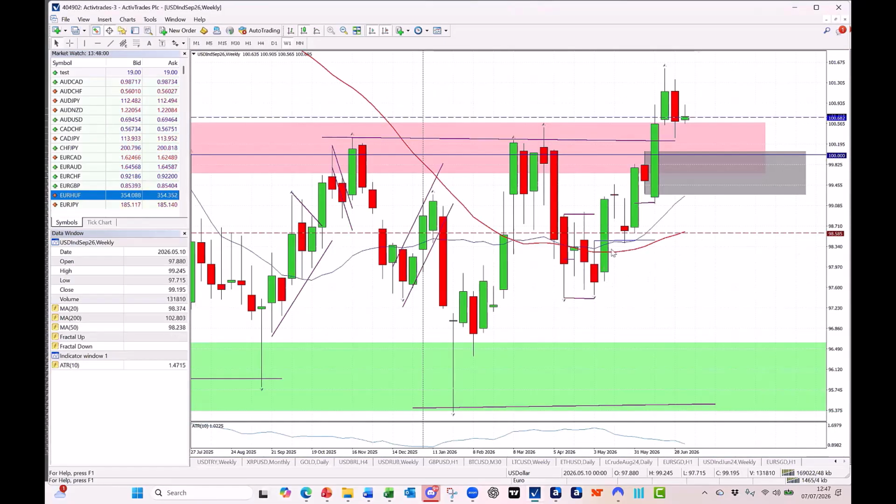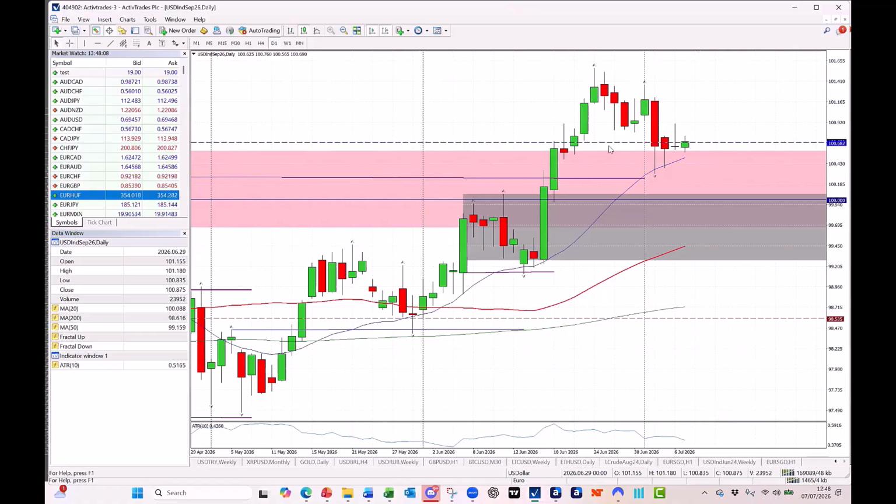The weekly chart shows strength. We broke through what were supply areas, and we've come back in to test it. If I look at the daily chart, having had a great run the last couple of weeks, we've drifted now.